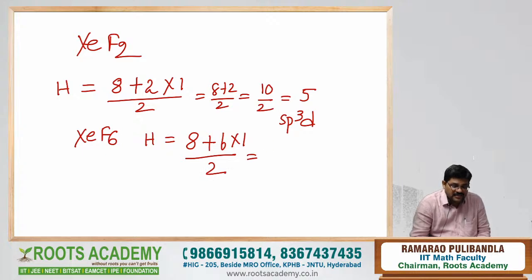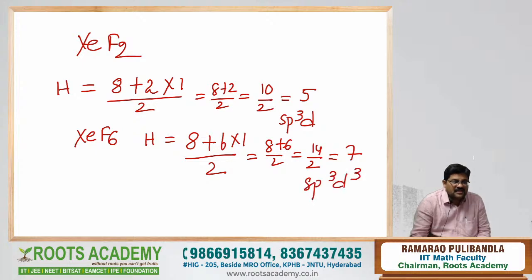So 8 plus 6, 8 plus 6 by 2. That becomes 14 by 2. 14 by 2 means 7. 7 means what is the hybridization? The hybridization is sp3d3. A simple explanation. No confusion about the explanation. Very easy. And go for the next example.